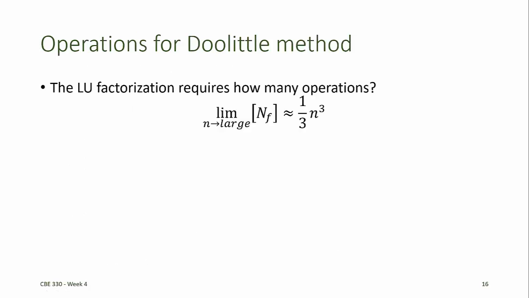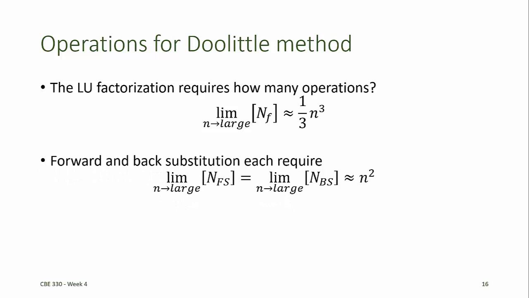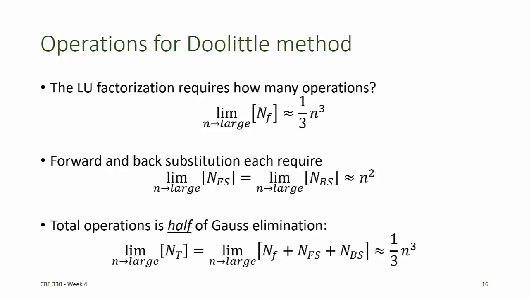The LU factorization requires 1/3 n cubed operations for finding the elements of L and U, where n is the number of rows in the coefficient matrix or the number of unknowns in x. The substitution methods require approximately n squared operations as n gets large. Therefore, for large n, the total number of operations for the Doolittle method is 1/3 n cubed. Notice that this is about half of the number of operations required for Gauss elimination. Therefore, the Doolittle method can be done in half as much time as Gauss elimination.